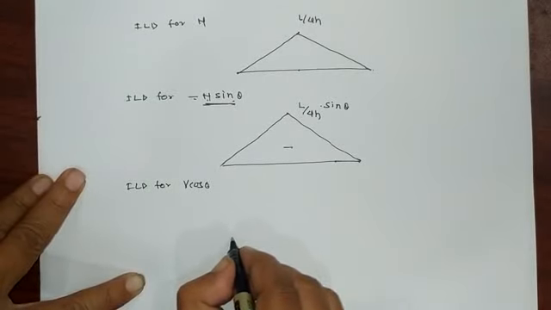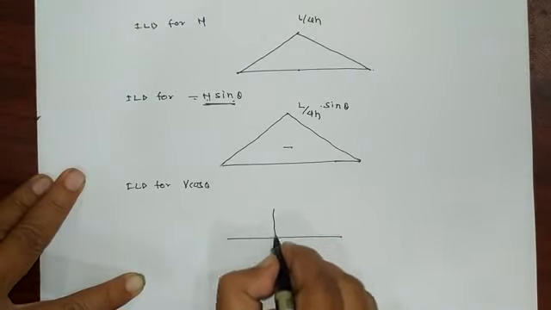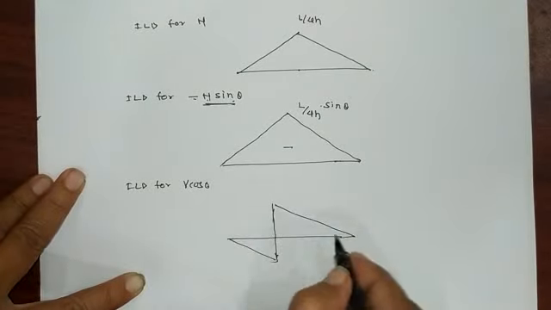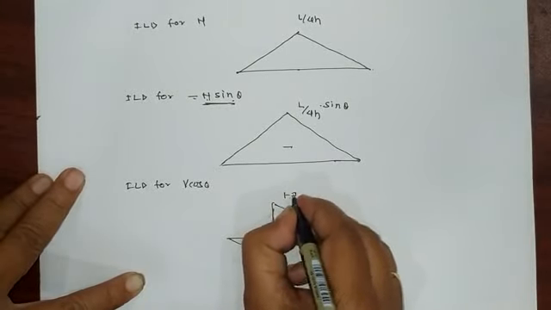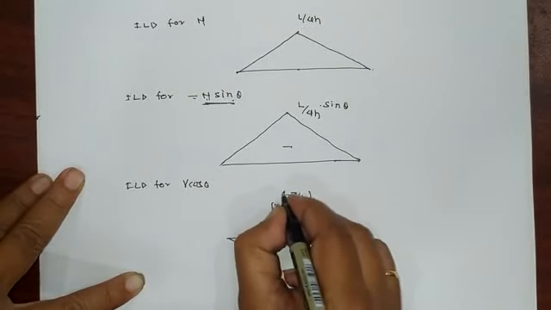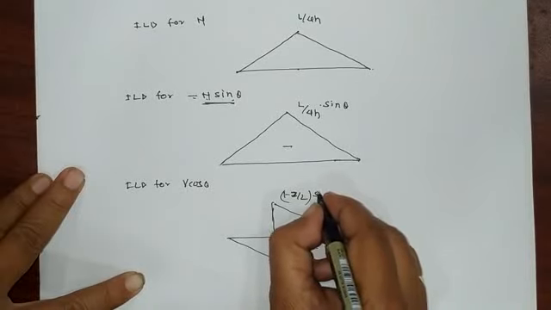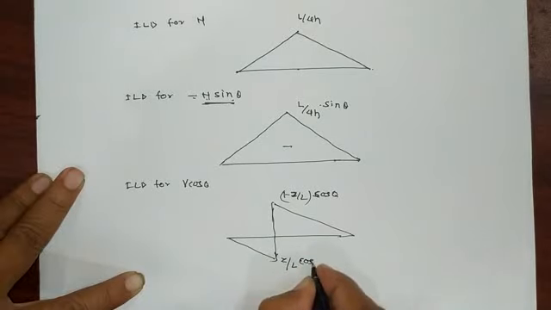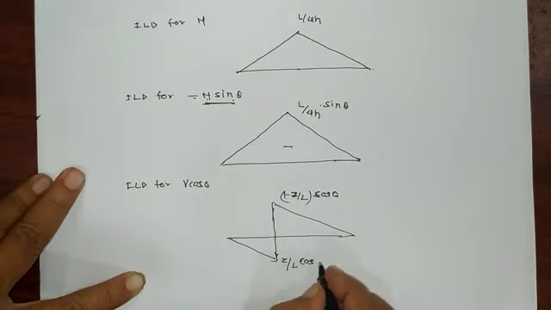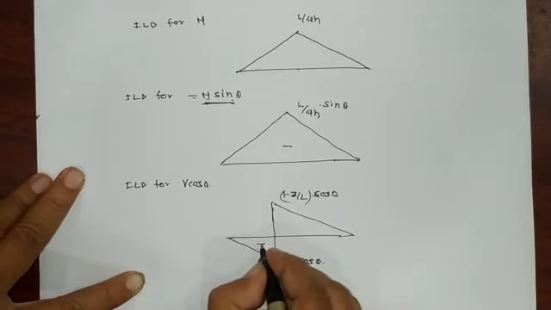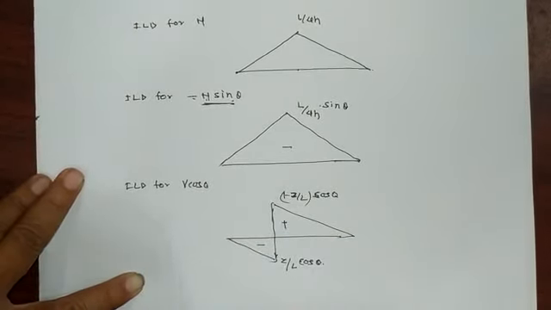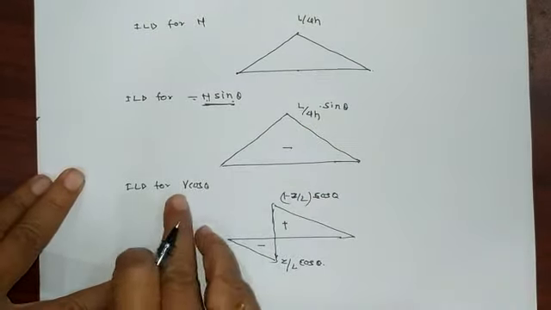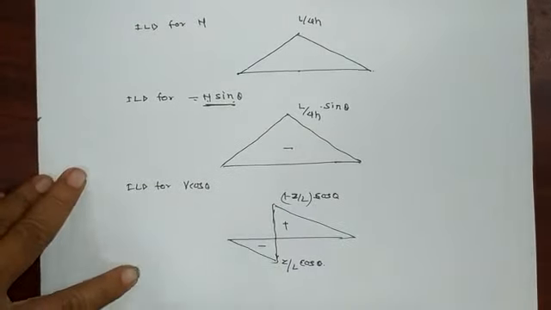We know we have the ILD for V cos theta. That is like this: 1 minus Z by L into cos theta, and this is Z by L into again cos theta. This is the minus and this is the plus. So superimpose both these diagrams.